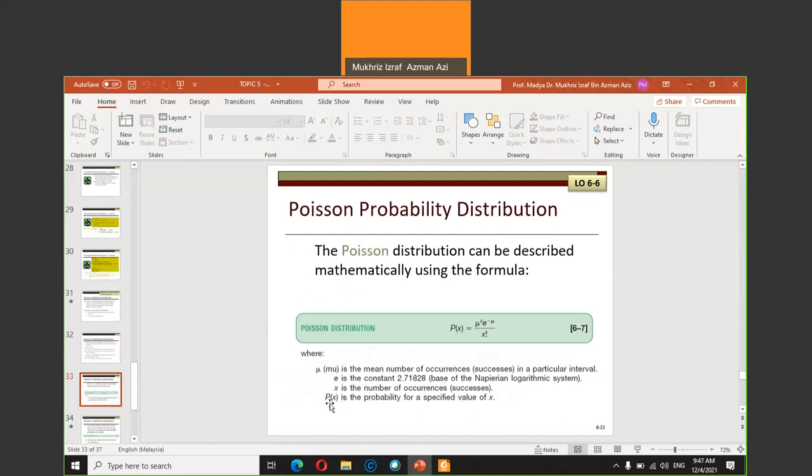So x value will refer to the one that you want to calculate. Factorial, if you use your scientific calculator, you will see the factorial in one of the buttons there. So the formula is mu to the power of x, where x is the value that you want to calculate, e to the power of negative mu. The main thing is the mu value here, so it can change according to the interval.